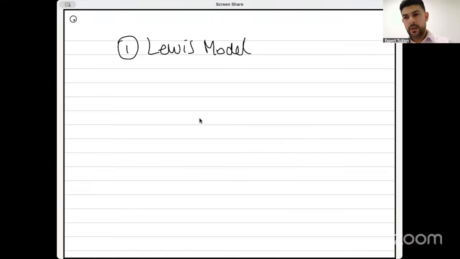Right. Rebel. 1 second. Right. Are we ready? So, what is the Lewis model?